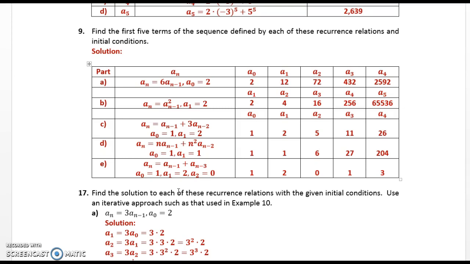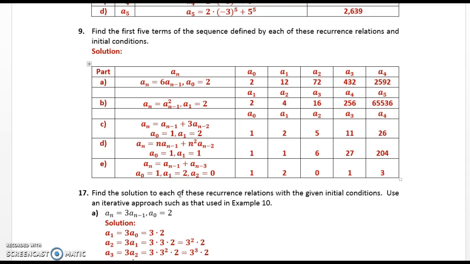Part D, a sub n is equal to n a sub n minus 1 plus n squared a sub n minus 2, a sub 0 equal 1 and a sub 1 equal 1. Our terms are running from a sub 0 through a sub 4: 1, 1, 6, 27, and 204.